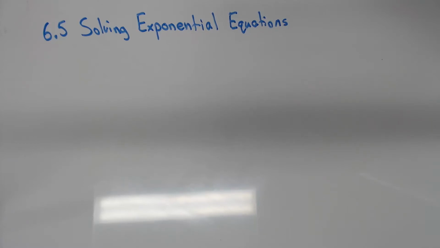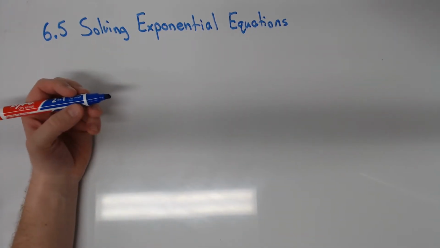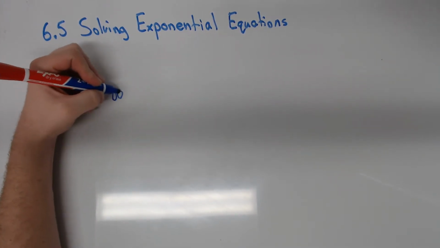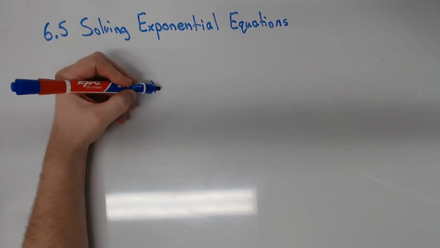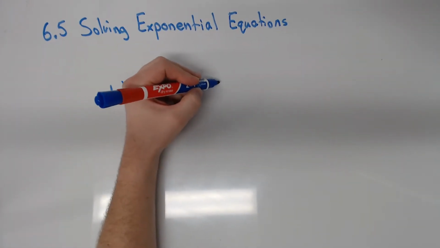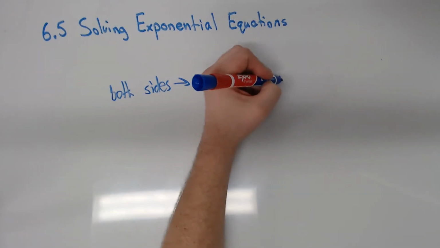6.5 is about solving exponential equations. This is going to be a short lesson, but it gets kind of hard towards the end. Basically, what this means is we're going to have equations that have exponents in them. And if both sides of the equation have the same base, then they must have the same exponent.